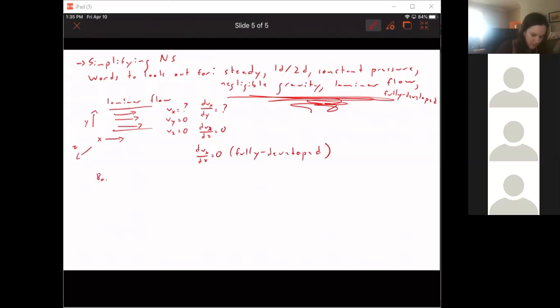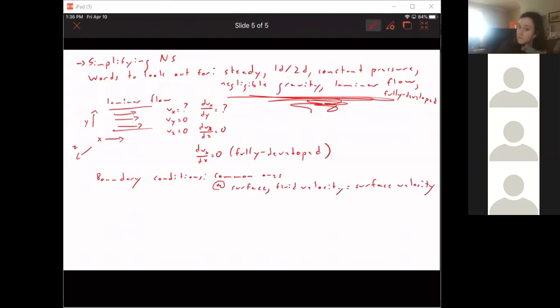As a reminder of boundary conditions, common ones are: at a surface, fluid velocity equals surface velocity. That's a common one. At the middle of a pipe, du/dr is equal to 0, because that's the maximum velocity. So anywhere where there's a max velocity, the derivative is 0.